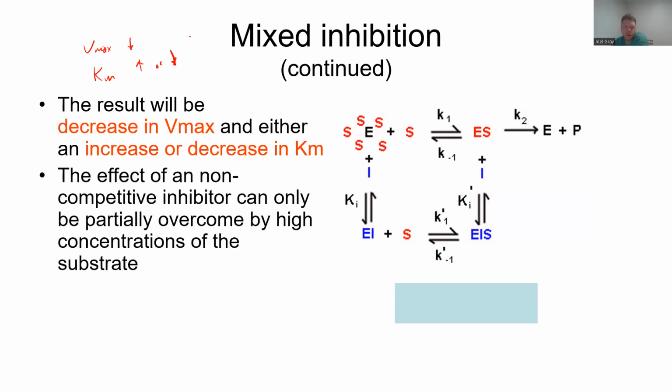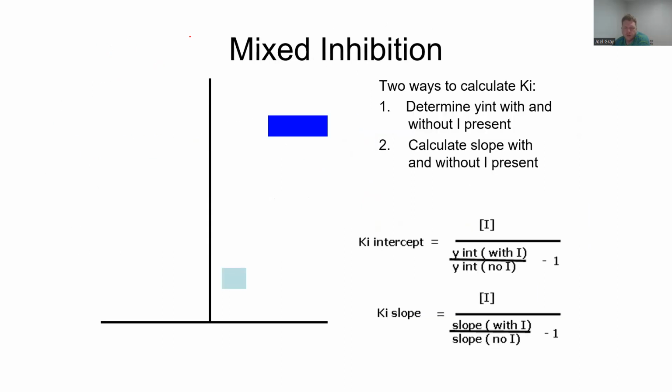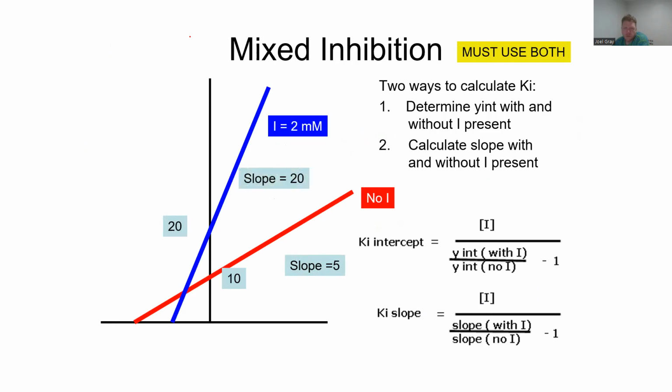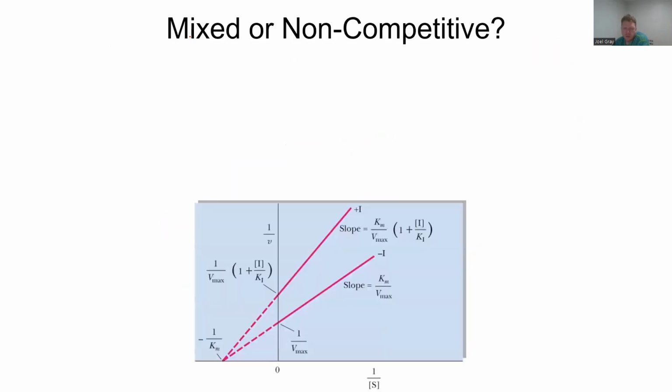The effect of a non-competitive inhibitor can only be partially overcome by high concentrations of the substrate. Okay. So mixed inhibition, there are a couple of ways that this can get calculated. You can determine the y-intercept with and without the inhibitor present. You can calculate the slope without inhibitor present. And there's what you get.